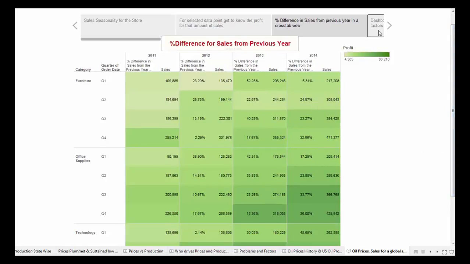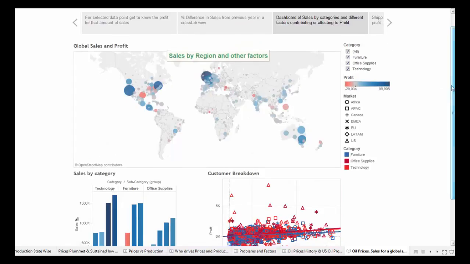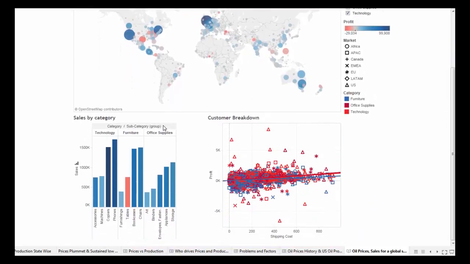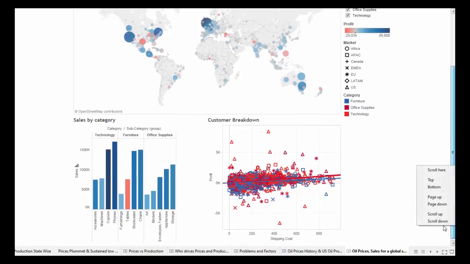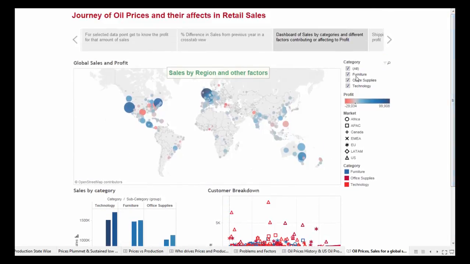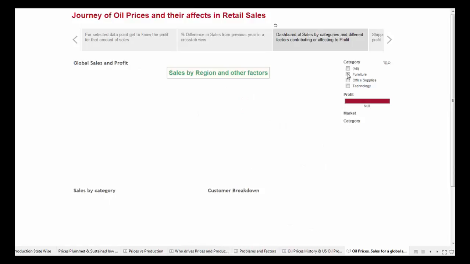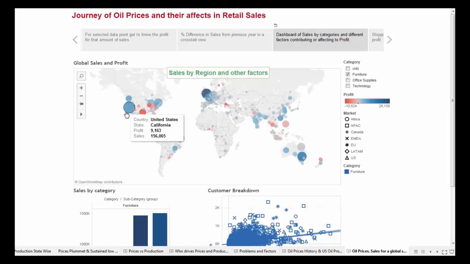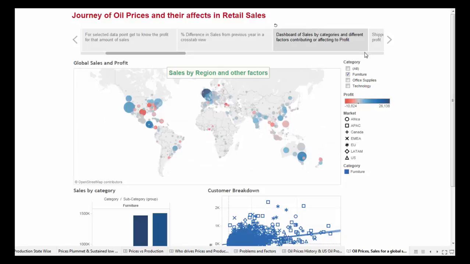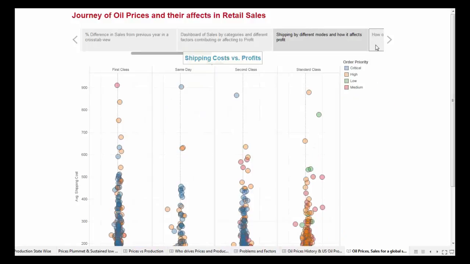Let's try to analyze why that is. Over here we have a sales by category distributed measure. So we can say in the furniture category there are multiple subcategories, and we can see that tables is giving a negative profit. So is this the case for the complete world? Let's try to see that. If we filter it by only furniture, we can see that yes, overall in the world there is a similar kind of trend for the sales of furniture. Let's try to analyze why that is.